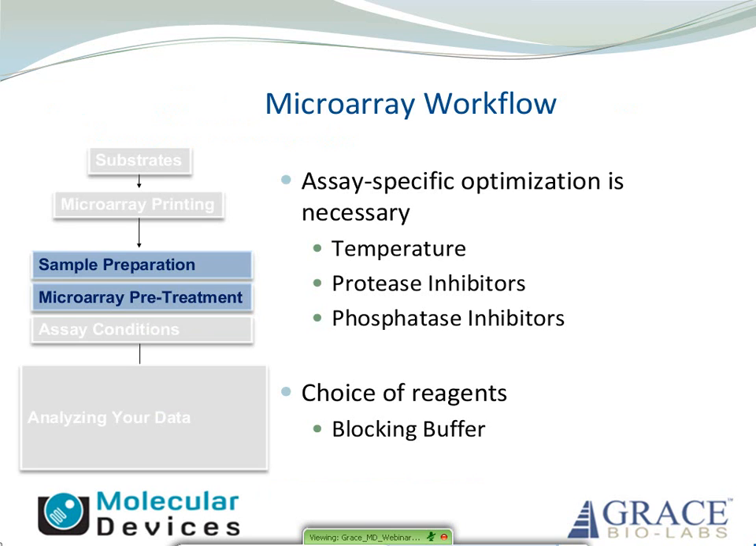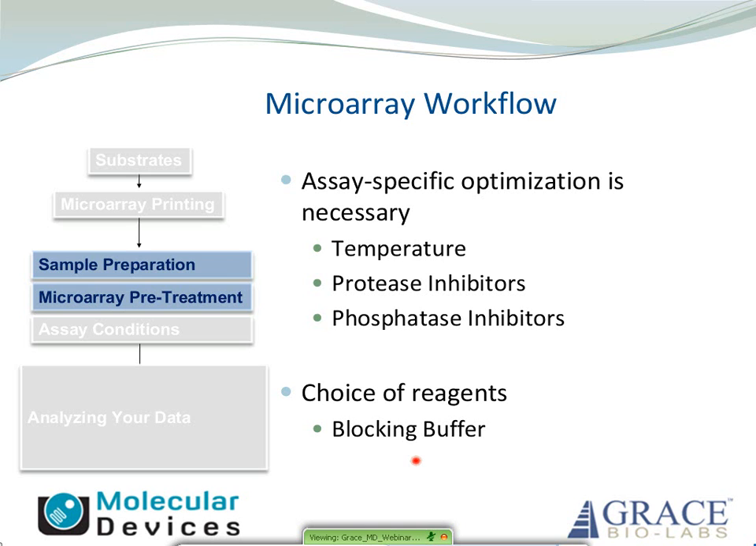So moving along our microarray workflow, much variability can be introduced by assay-dependent parameters as well. Many of these are assay-specific, depending on how your assay is performed, and will require optimization. These steps range from how samples are collected to the choice of reagents used during the assay. Sample collection in most cases requires control of temperature and inclusion of reagents to prevent protein degradation. For example, it is recommended to include protease inhibitors in sample lysis buffers. In cases when assessing phosphoproteins, phosphatase inhibitors should be included as well.